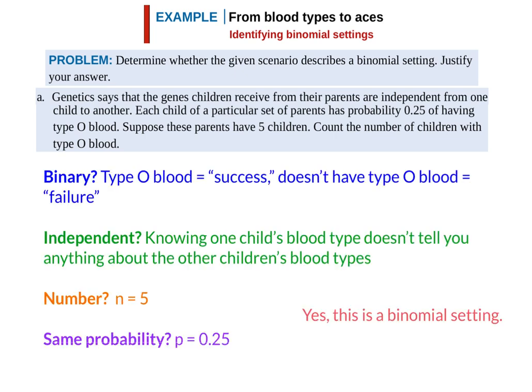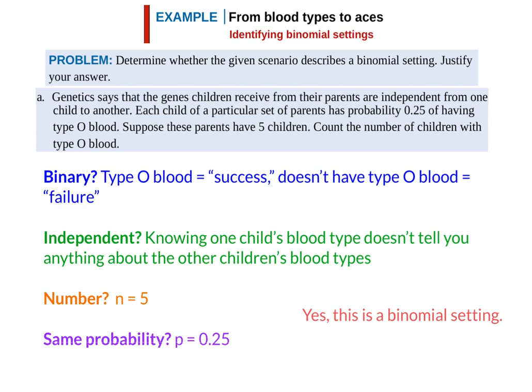Let's check the BINS on this scenario to see if it is a binomial setting. First up, is it binary? I would say that having type O blood in this scenario is a "success," and not having type O blood is a "failure." So that is binary, yes or no. Independent? Well, knowing one child's blood type doesn't tell you anything about the other kids' blood types because they are independent of one another. So 2 for 2.